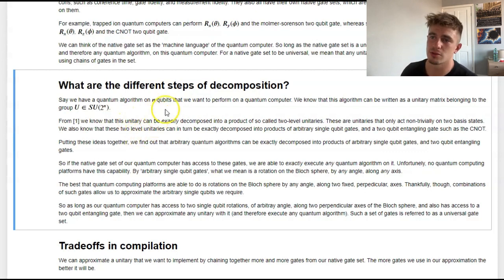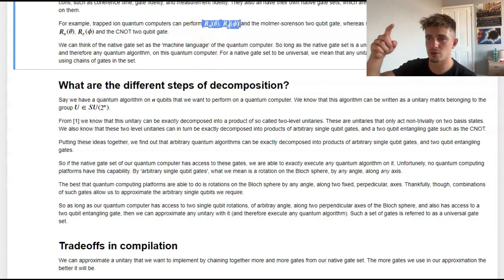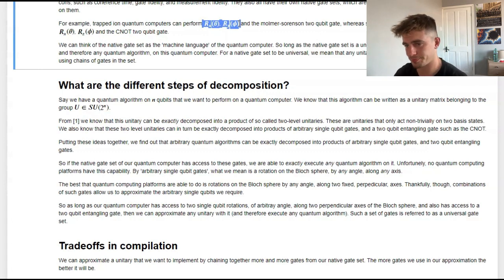And then those arbitrary single-qubit gates can be decomposed as long as we have arbitrary angle single-qubit gates along 2 perpendicular axes on the Bloch sphere. So as long as we've got 2 arbitrary axes on the Bloch sphere that we can rotate about by any angle, and we have a 2-qubit entangling gate, through all those different steps of decomposition, we can approximate any quantum algorithm.